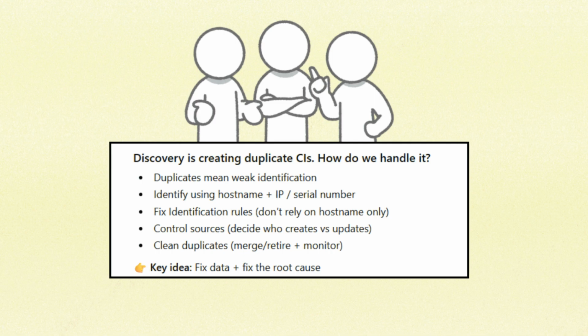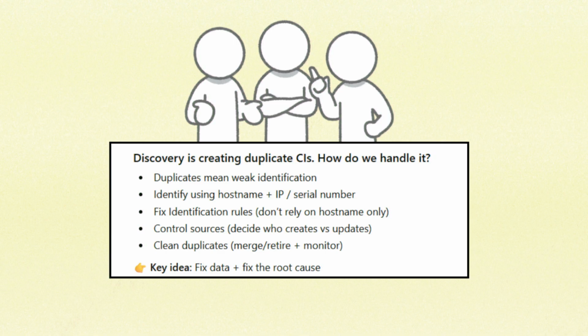So here we handle this in four clear steps. The very first one is we identify the duplicates. Often you can find such duplicates based on the same hostname or IPs, or hostname and serial numbers. So check that. Then secondly, we strengthen the identification and reconciliation rules. We avoid matching only on hostname, and if it is on hostname only, then we have to include stronger identifiers there, like serial number or unique IDs.